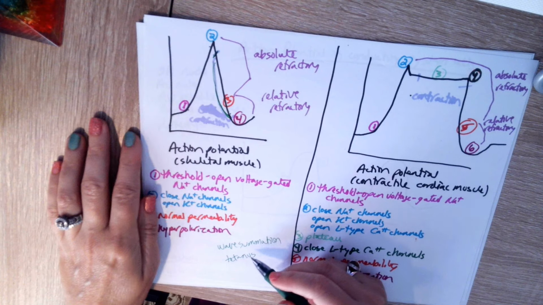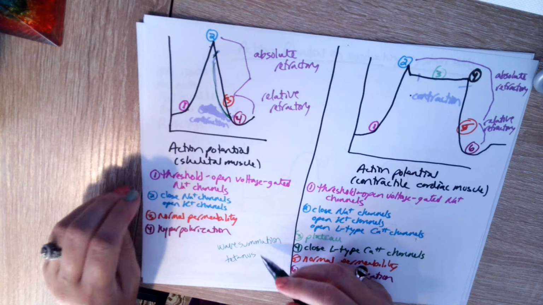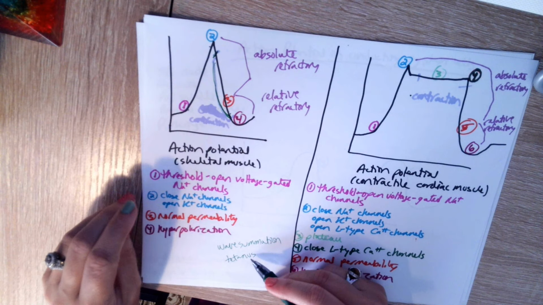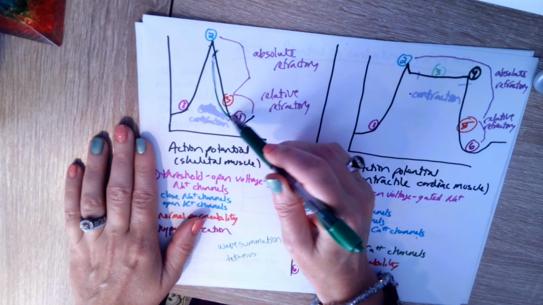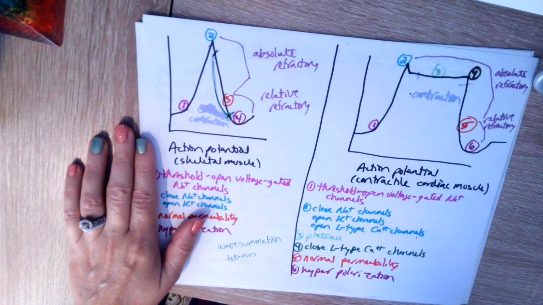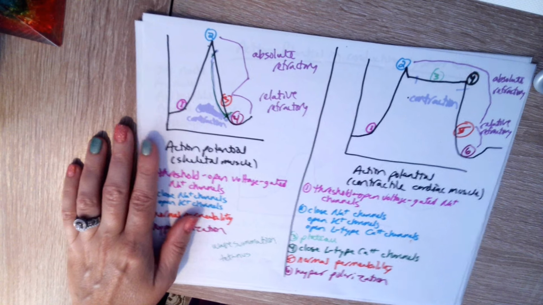Whether it's complete tetanus, which is full maximum tension of the muscle, or incomplete tetanus, which is anywhere that's submaximal tension of the muscle. But we can have that simply because the contraction is still occurring when we get into the relative refractory period.